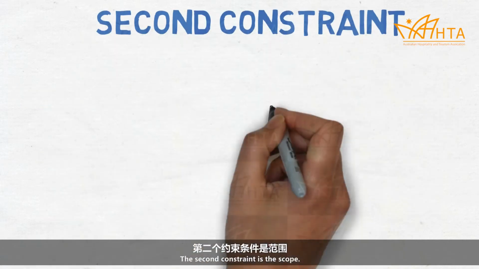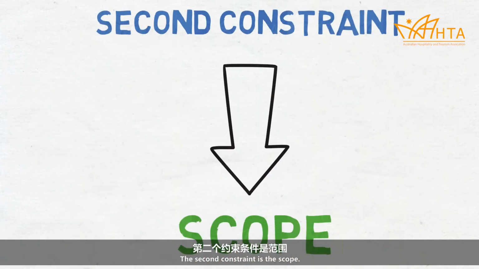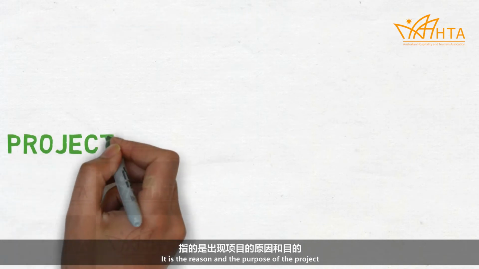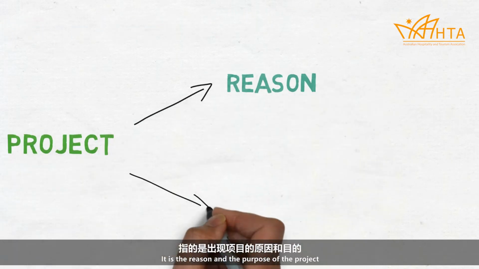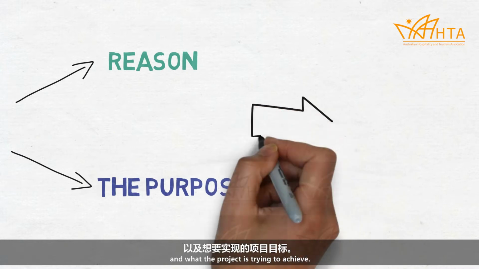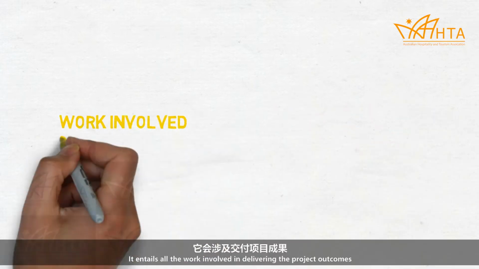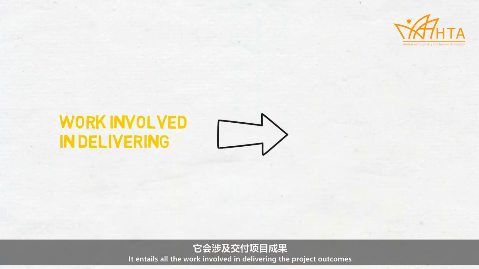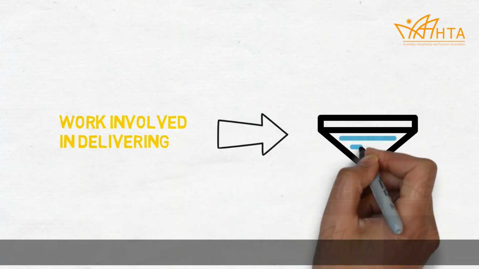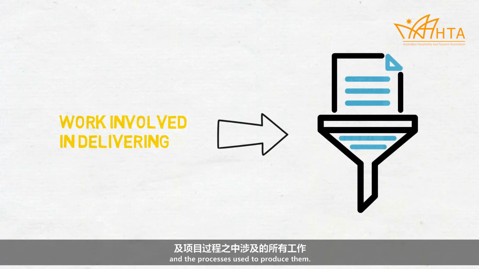The second constraint is the scope. It is the reason and the purpose of the project and what the project is trying to achieve. It entails all the work involved in delivering the project outcome and the processes used to produce them.